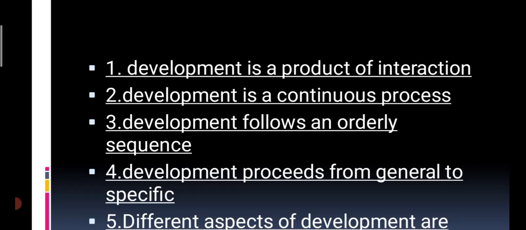And the next principle is development is a continuous process. Development is a process which begins from the moment of conception in the womb of the mother and goes on continuing till the time of death.